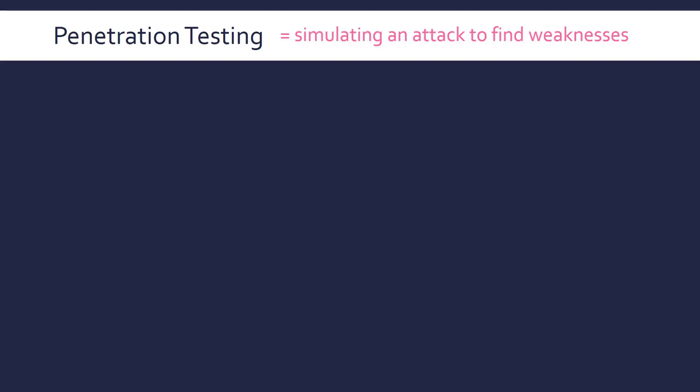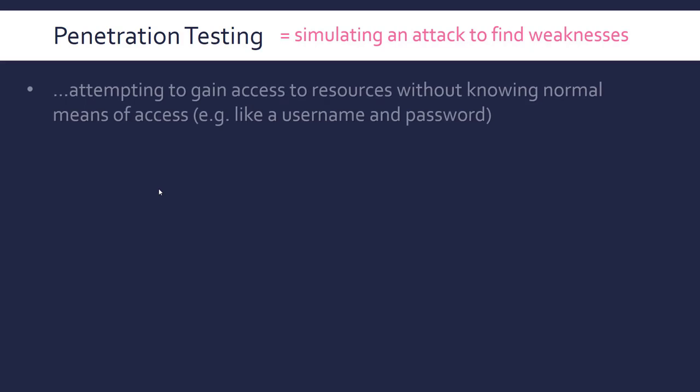So in the testing process you attack your own system to find any weaknesses that exist. This whole simulation of an attack is you trying to gain access to resources without knowing the normal means of access. So if you have your own username and password and you're trying to bypass it, you obviously won't use your username and password. The whole point is to pretend like you're coming from an external source.